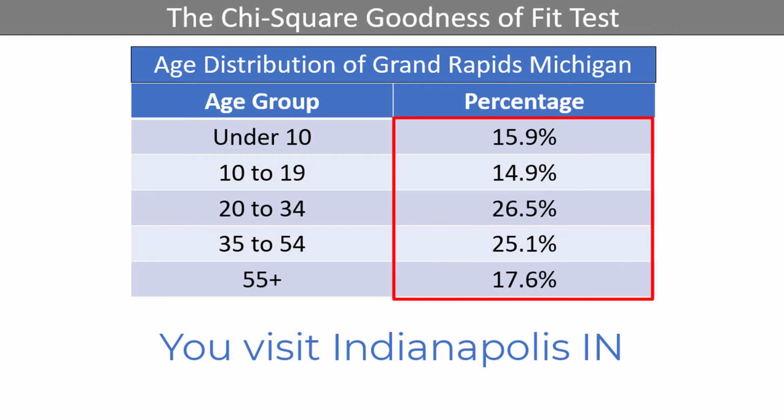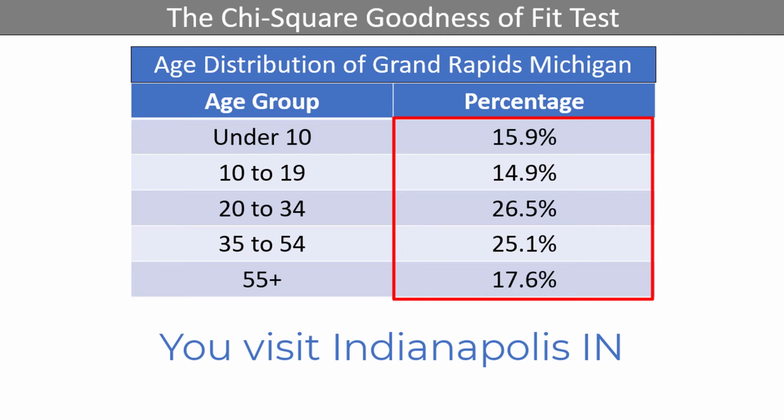If the percentages are more or less the same as what we see in Grand Rapids, we will conclude that the age distribution of Grand Rapids fits the age distribution of Indianapolis. If we get significantly different percentages in the 5 categories for our age distribution, then that will indicate that the age distribution of Indianapolis follows a different age distribution than Grand Rapids. This process is what we call the chi-square goodness of fit test.